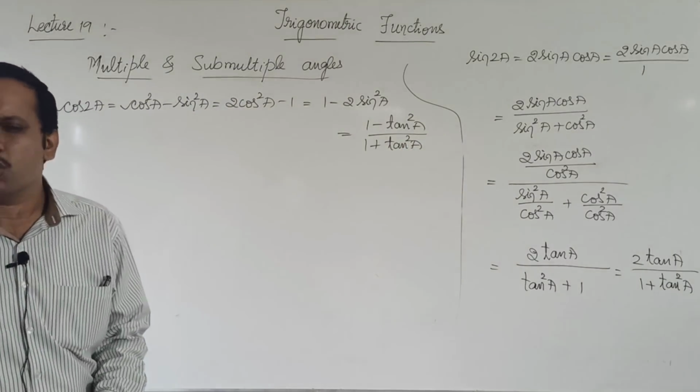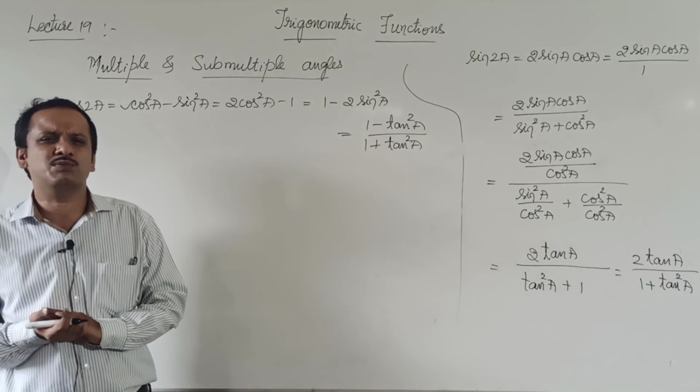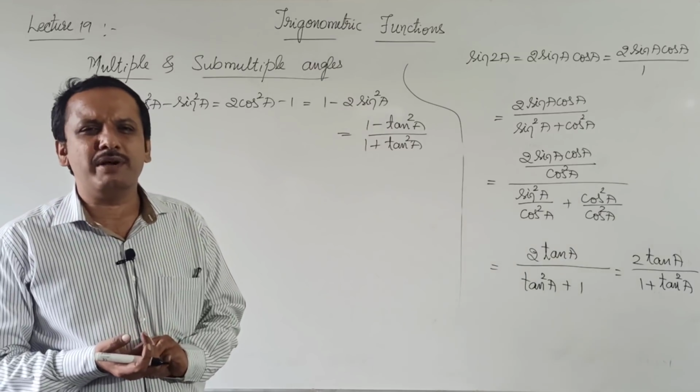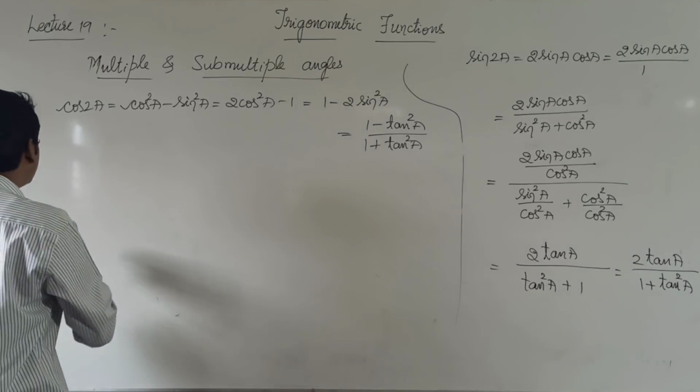Okay, this is the formula. Cos 2A is equal to cos square A minus sin square A, that's also equal to 2 cos square A minus 1, that's equal to 1 minus 2 sin square A, which is again equal to 1 minus tan square A by 1 plus tan square A. Let me prove this result now. Okay, prove.